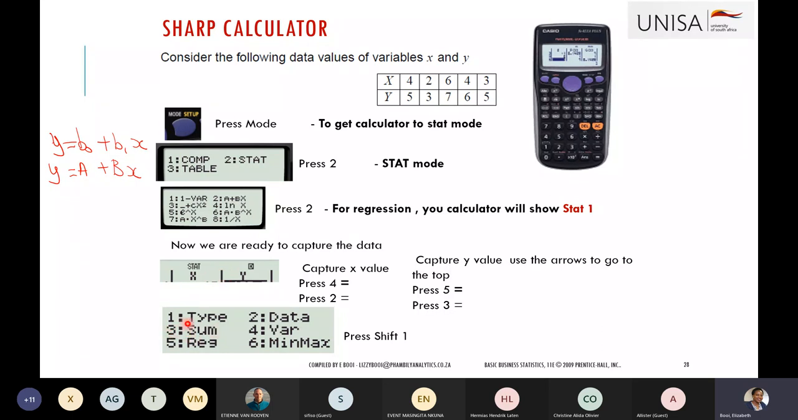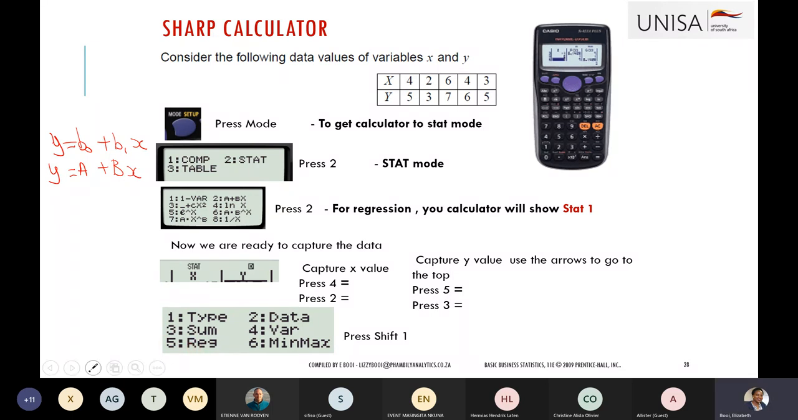The sum will have your summation of X and Y, summation of X squared, I will show you just now. And the var is your mean and your standard deviation. The reg is where you're going to calculate your regression values, like your A, your B, and your R. You will find them under the regression.